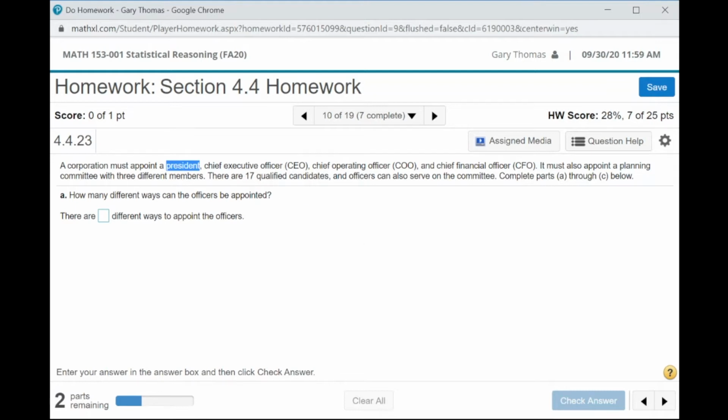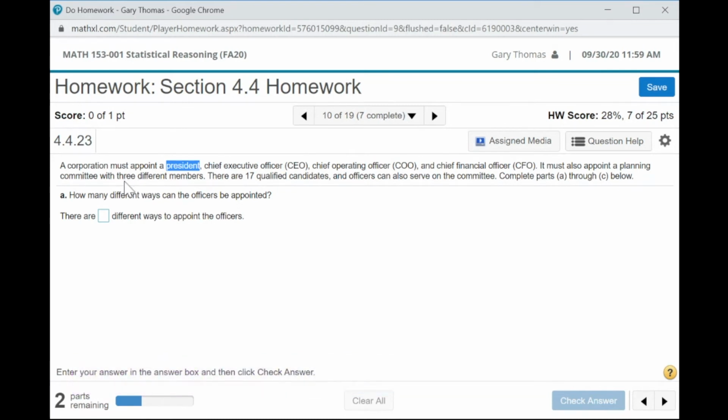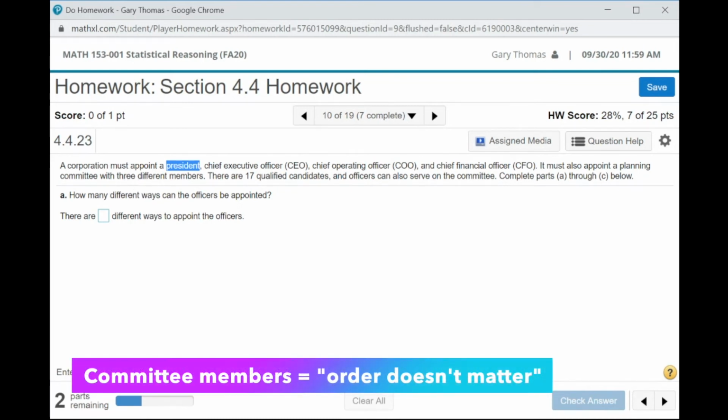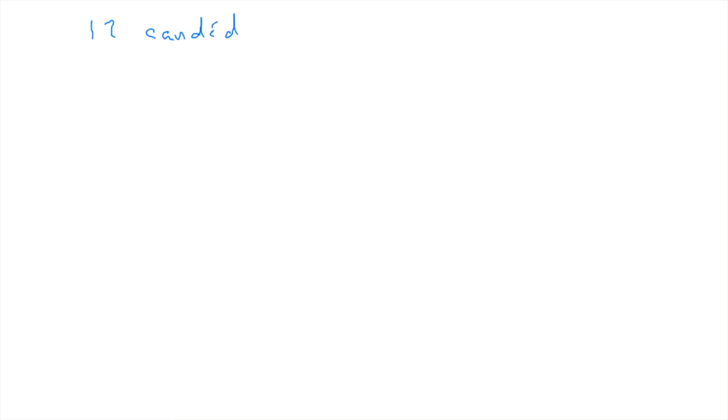So here we have 4 officers where order matters. And then we have 3 committee members. Well, committee combination, that's order doesn't matter. Okay, so now it's just a matter of plugging it in. Once we've noticed that 17 is our N and our R will be 4 for the permutation formula and 3 for the combination formula. We have 17 candidates, and I told you it's not 3, watch out for it. We have 4 officers. Order matters.